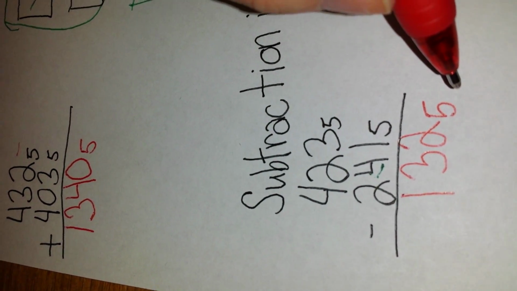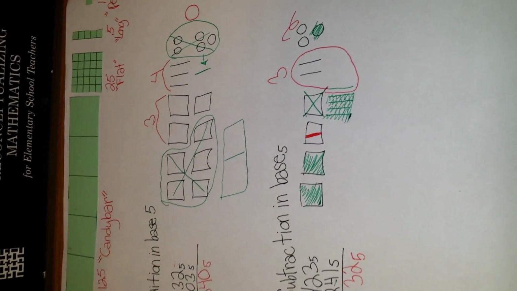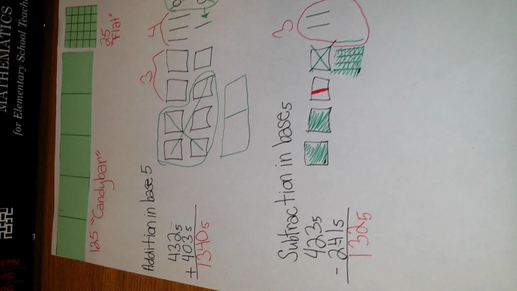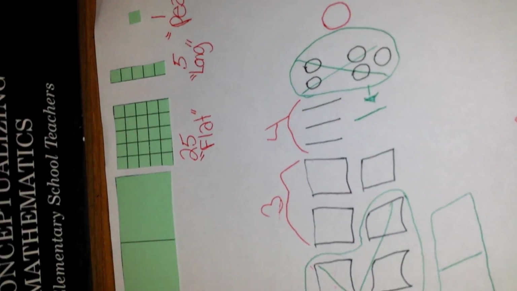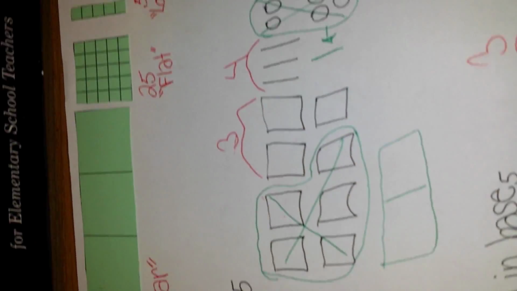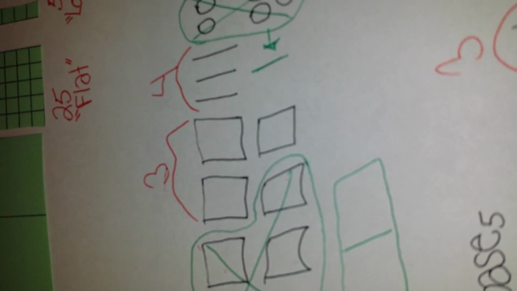So, today we went over all of the above. We reviewed the values up here with the candy bar, the flat, long, and the p's. And then we used addition in base 5 to solve this problem here. And we did that by drawing out the larger set and then the smaller set, and then combining to get our answer right here in the red.